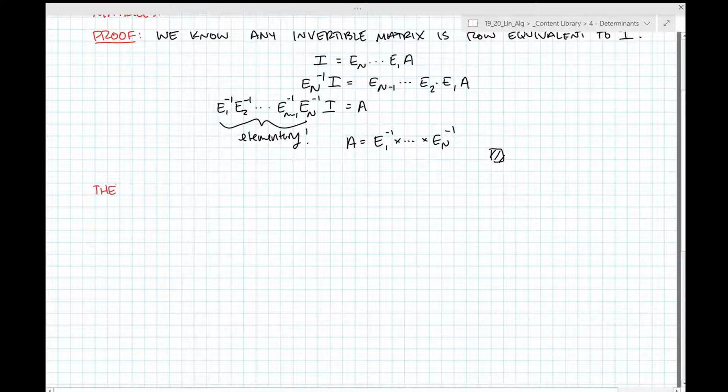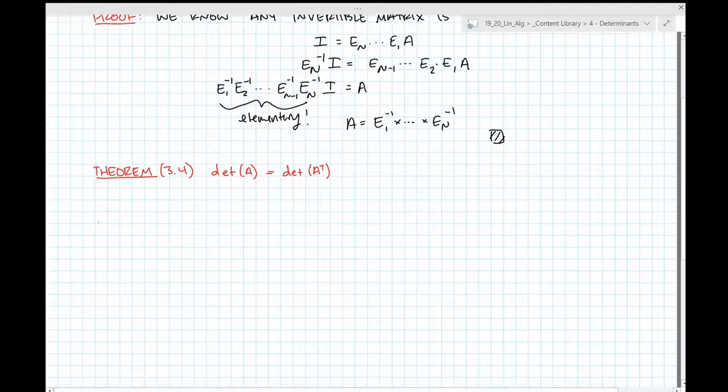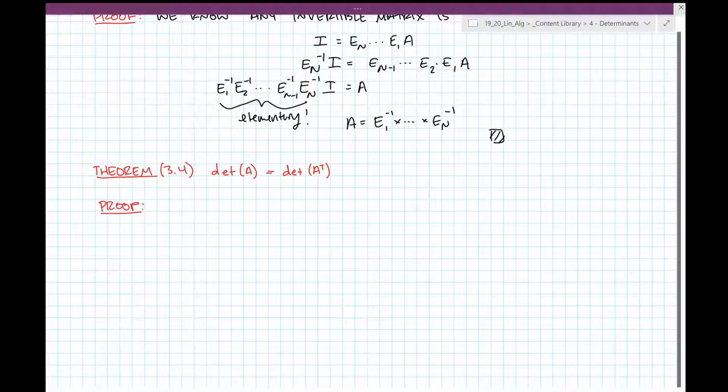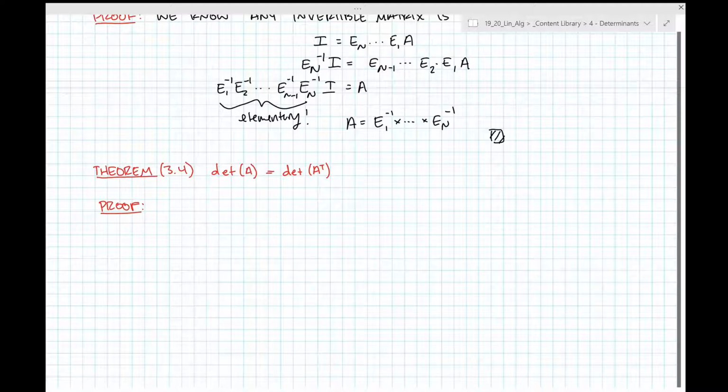So theorem 3.4, and basically what we said was the determinant of A is equal to the determinant of A transpose. So taking a transpose doesn't change the determinant, and we're going to actually prove that down here, now that we sort of have all the pieces in place with our lemmas and corollaries and whatnot. So let's take a look.